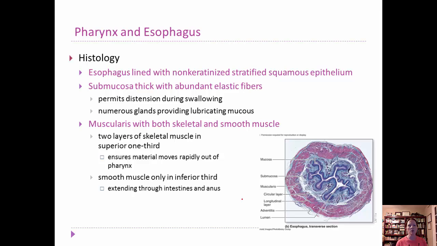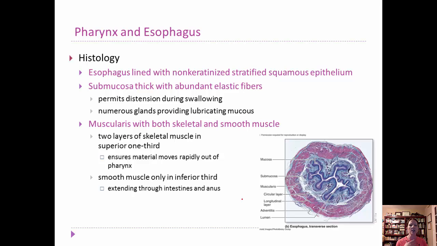So the submucosa is going to have lots of elastic fibers. And if you remember elastic fibers from your 2401, that is going to allow for that expandability and then that recoil. So it is going to allow for distension whenever we swallow. So remember, that esophagus is going to open up when we have a bolus of food, but then it has to collapse whenever we don't have a bolus of food. So that's the benefit of having those elastic fibers in here.